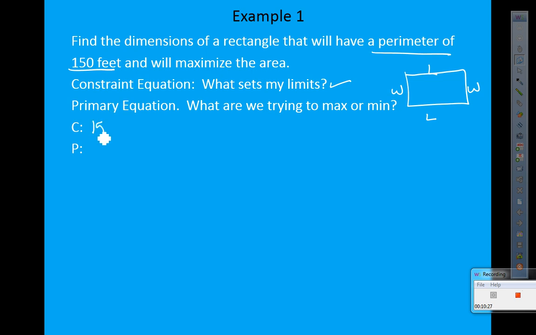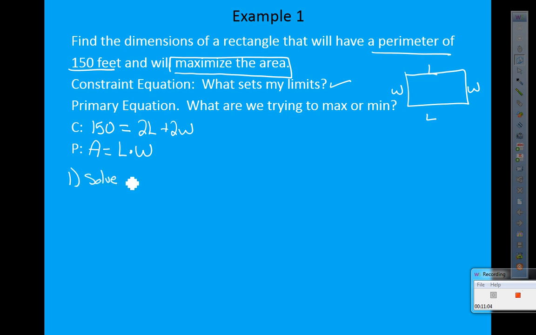I'm going to say that 150 equals, and that 150 sets up my perimeter. What's the perimeter of my rectangle? It's 2L plus 2W. That's my constraint equation. The primary equation is whatever you're trying to minimize or maximize. In this case, guys, you're trying to maximize the area. So my primary equation is area equals length times the width. Now here comes our steps.